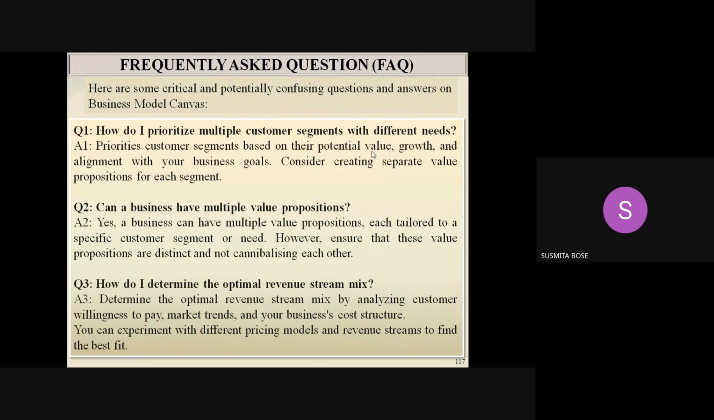Third question is, how do I determine the optimal revenue stream mix? Determine the optimal revenue stream mix by analyzing customer willingness to pay, market trends, and your business's cost structure. You can experiment with different pricing models and revenue streams to find the best fit.